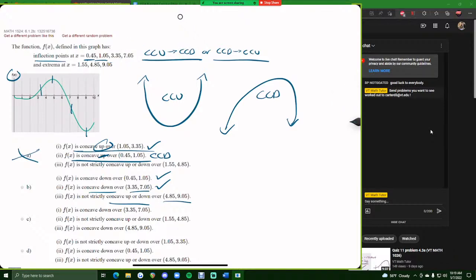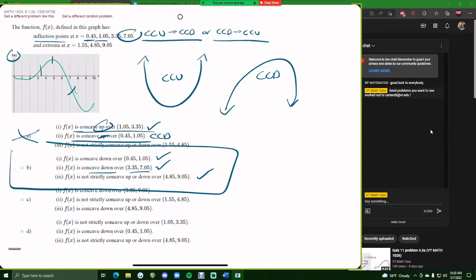Keep in mind, inflection points tell us where the concavity is changing. And if we see an inflection point, 7.05, on this interval, then that's how we know the concavity changes on this interval at some point, specifically 7.05. So that means that is true. It's not strictly concave up or down over that interval, because visually it changes from concave down to concave up between its max and the min. And so somewhere around here, concavity changes. So anyway, that makes B a true statement, or it has 3 true statements.